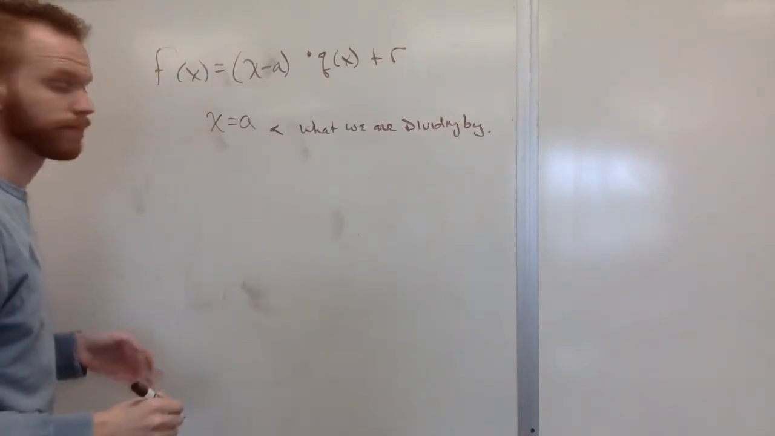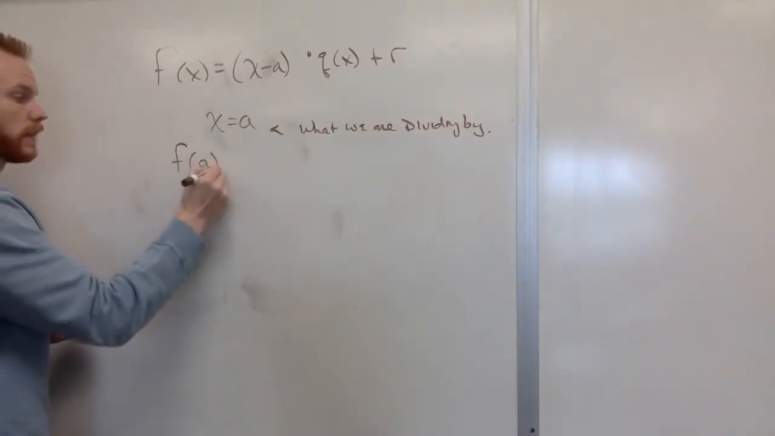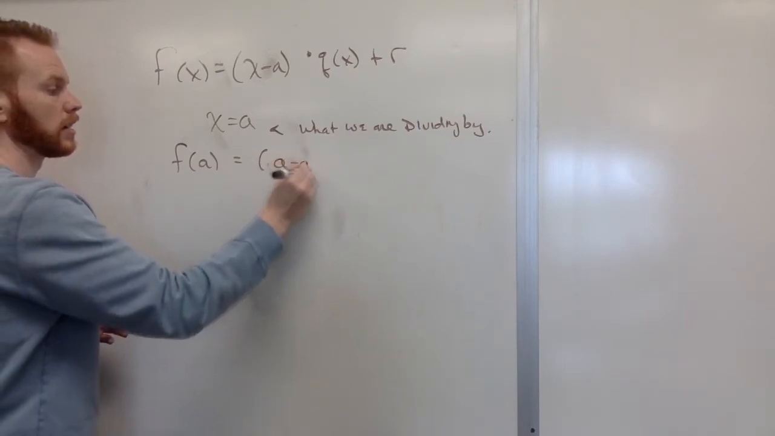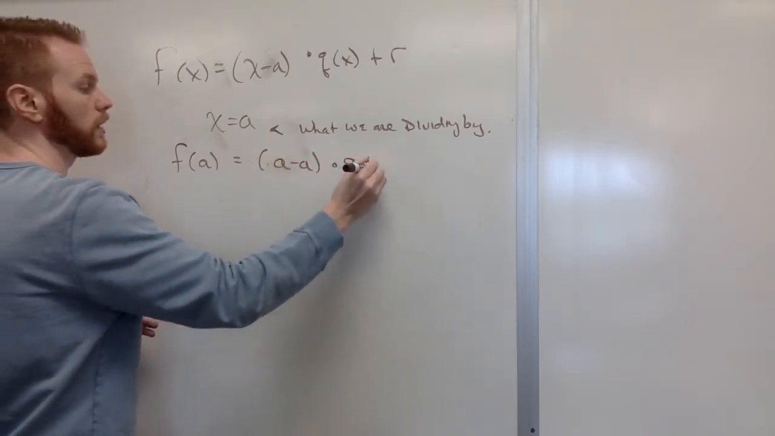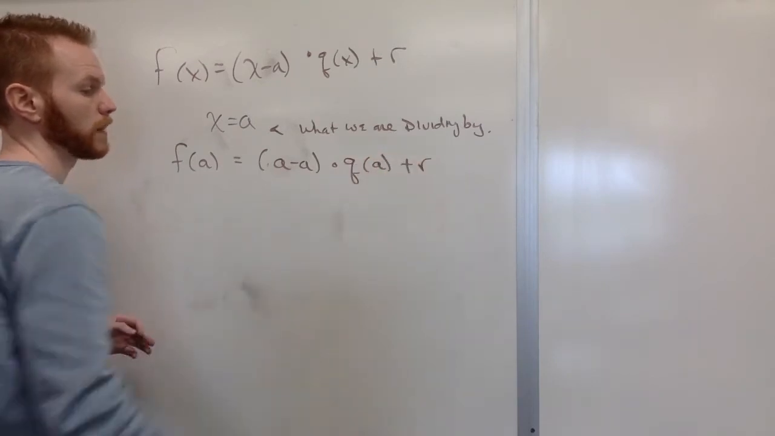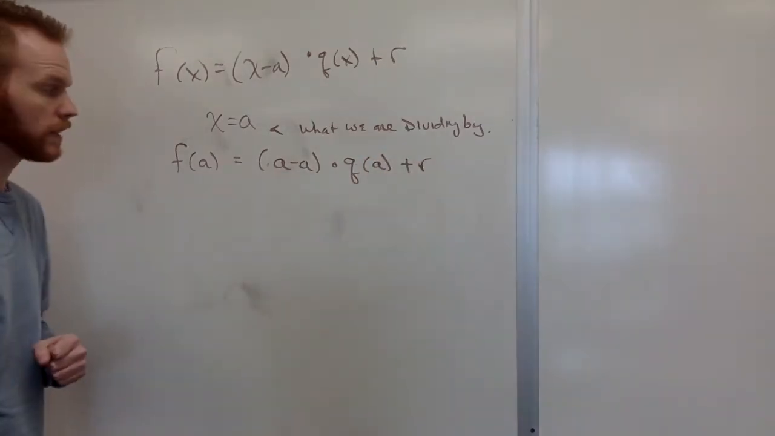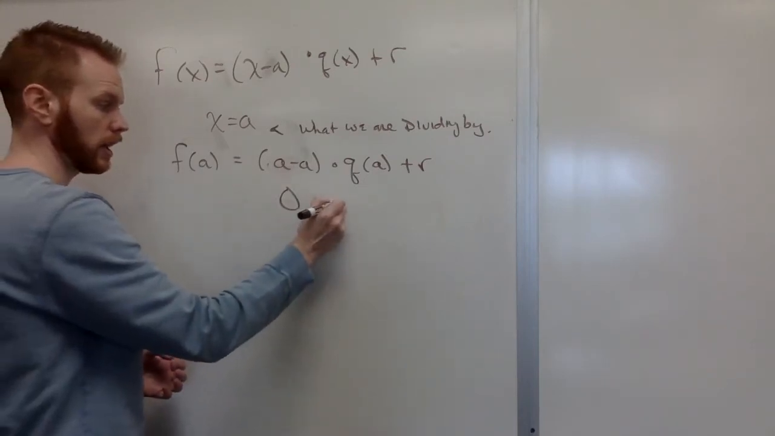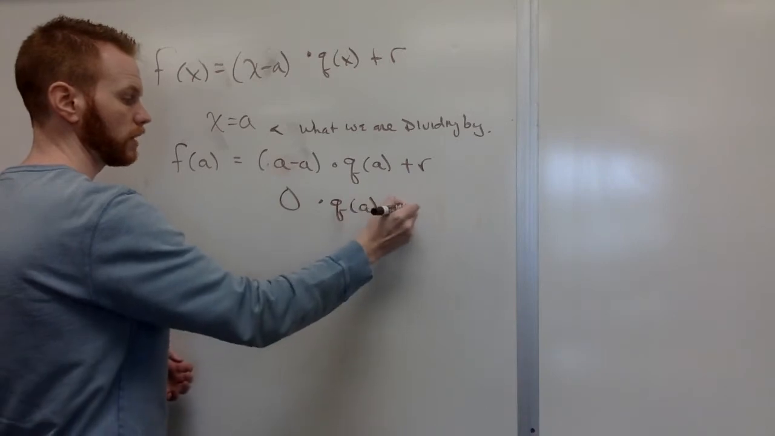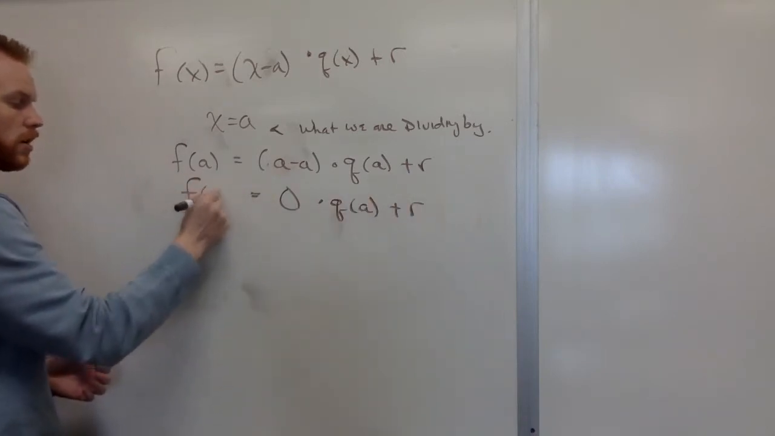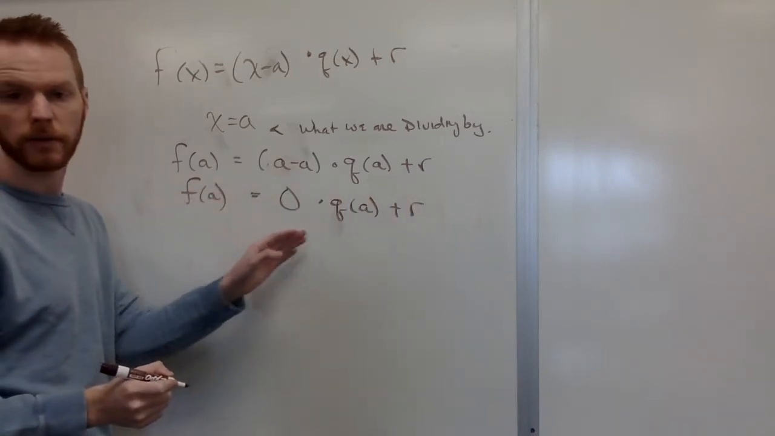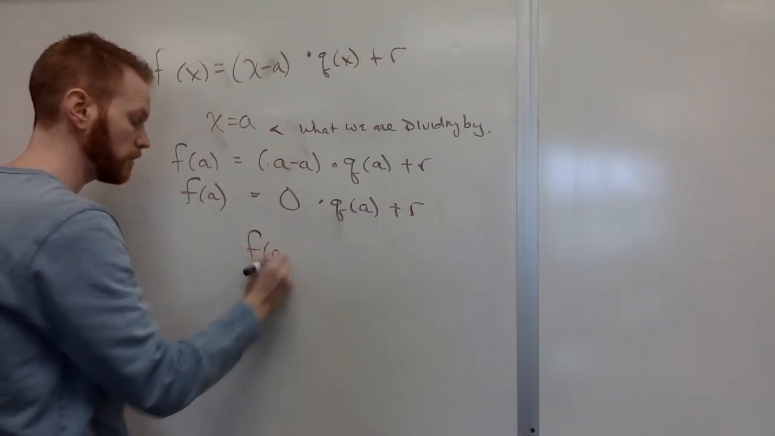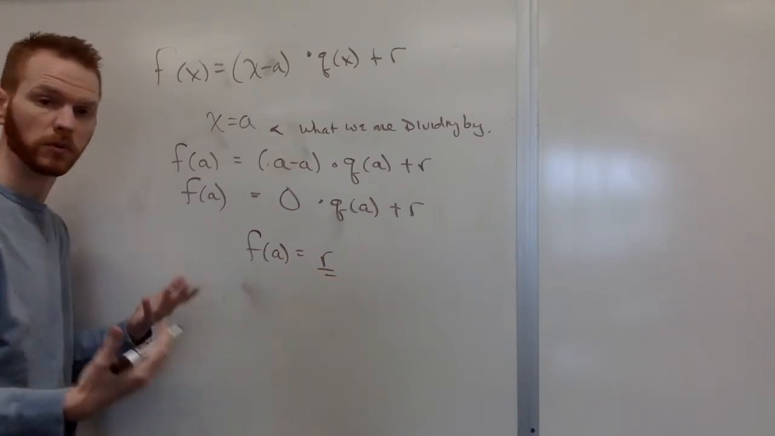Look what happens, okay? If I plug a into this function, the first part becomes a minus a. The second part is our function q times a plus my remainder, okay? A minus a becomes 0 times q of a plus my remainder. Anytime I multiply by 0, it's going to cancel out whatever it's being multiplied to. So f of a just becomes my r value, which is the remainder.